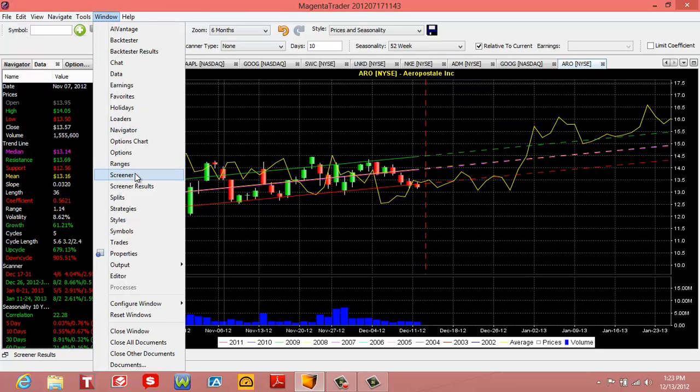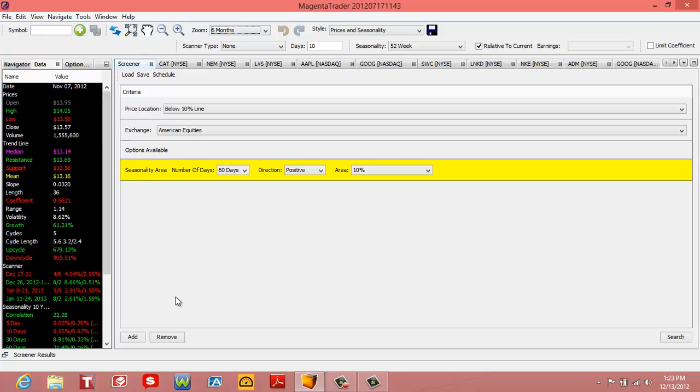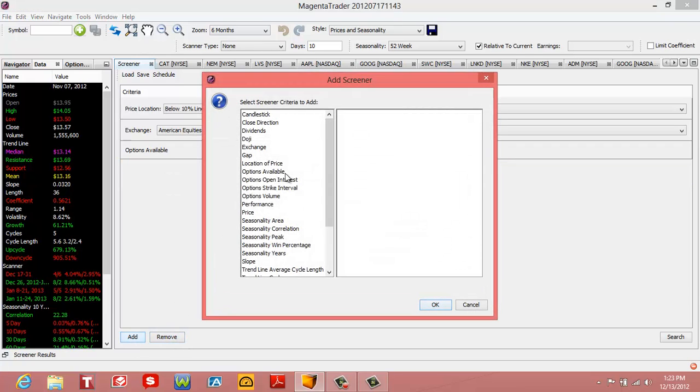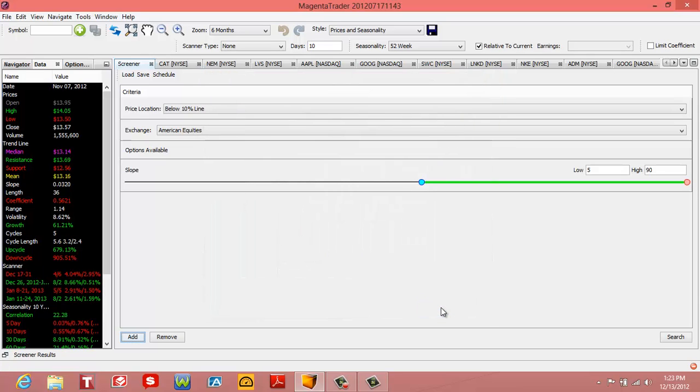If I go to the screener, we could even screen. Let me remove the seasonality area right here. We can screen for what's called the slope, or the inclination, of the line. For example, you can see how it comes default to find a positive slope, which is getting the angle. So it means we want to see those lines sloping upwards. We would put 5 to 90.